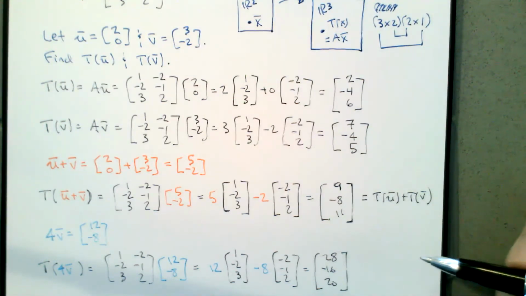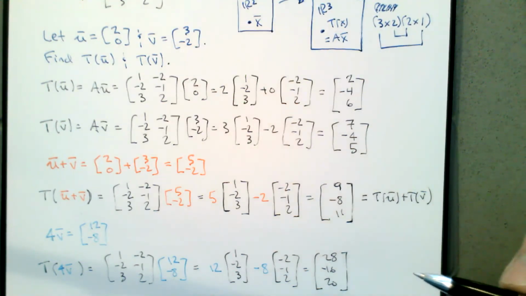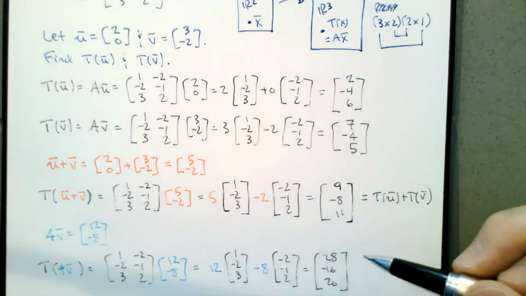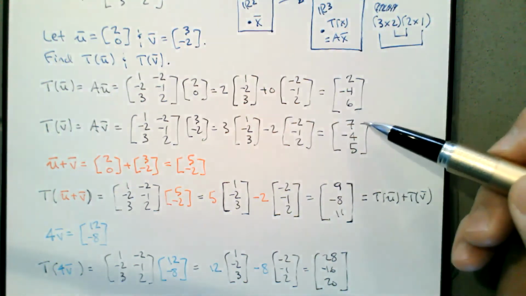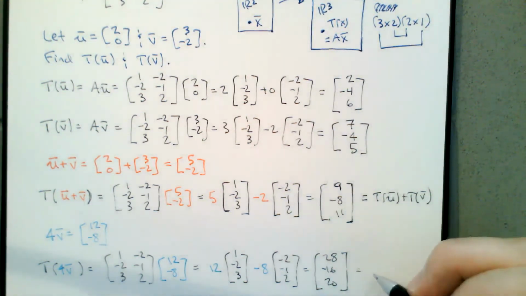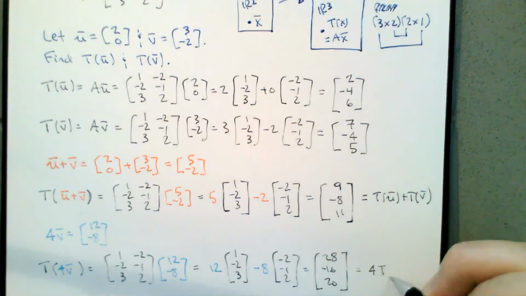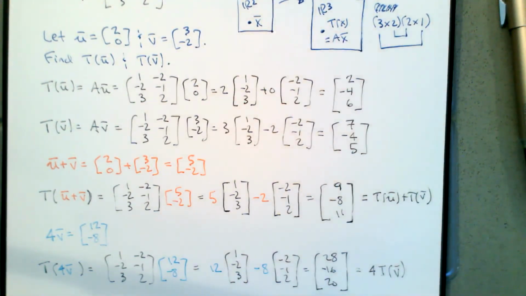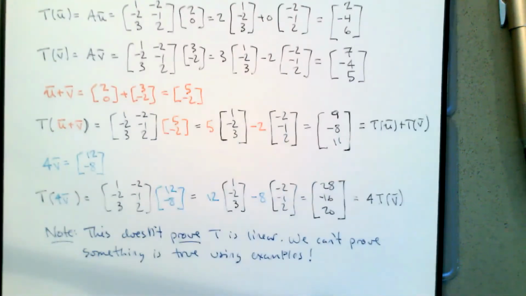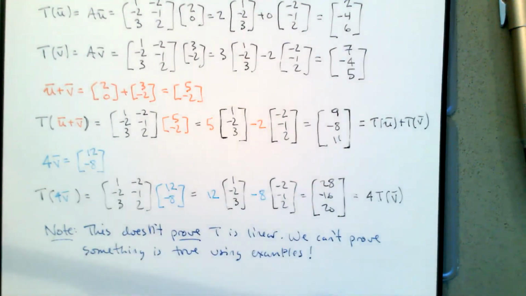We can do the same thing with 4 times the vector v. 4 times v is (12, -8). We make the combination, we get (28, -16, 20), and that's just 4 times T of v. Note that this does not prove that T is a linear transformation. It does fit the description, but we can't prove something is true using examples.